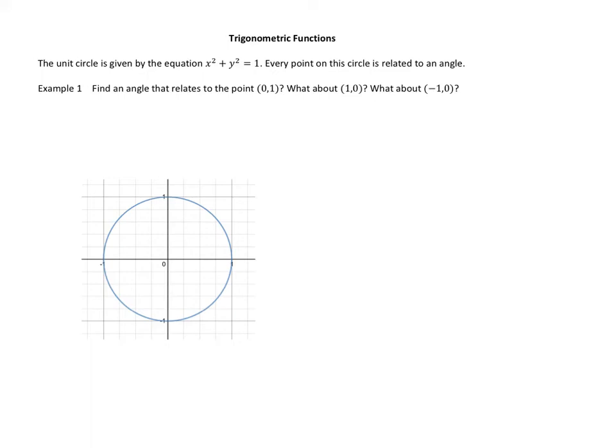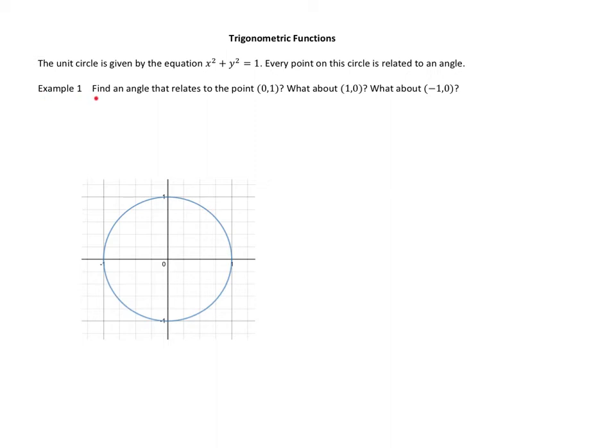In this lesson, we're going to define trigonometric functions off of this unit circle. So if you graph the equation x squared plus y squared is equal to 1, you get a circle of radius 1 centered at the origin. And what we're going to do is relate points that fall on the circle to angles. So let's actually do that in example 1.